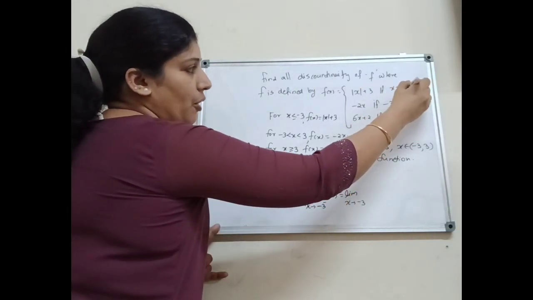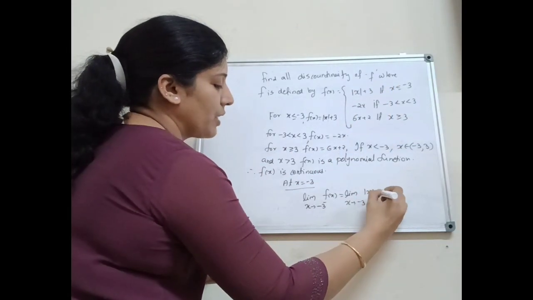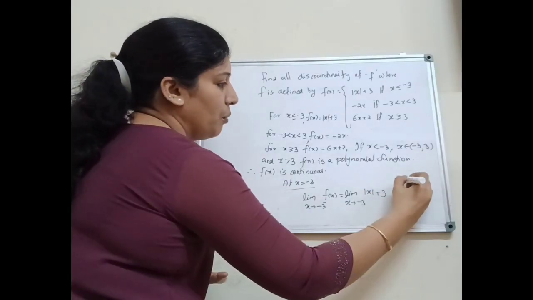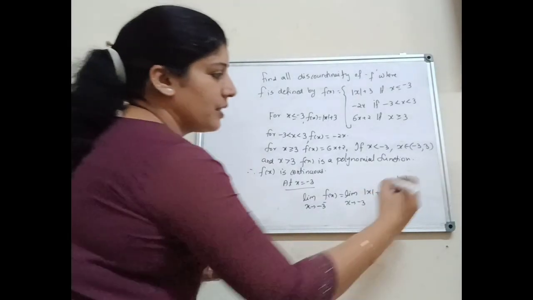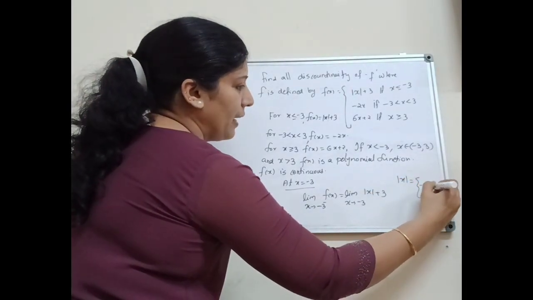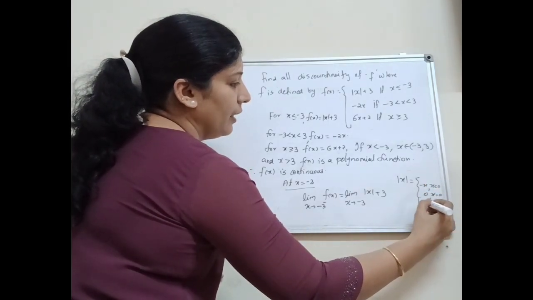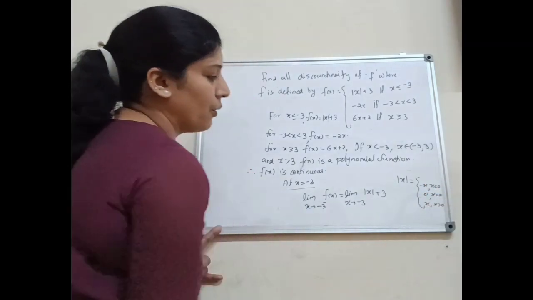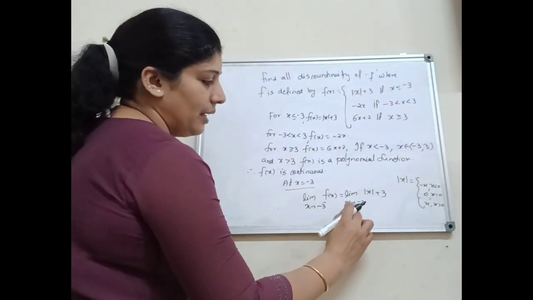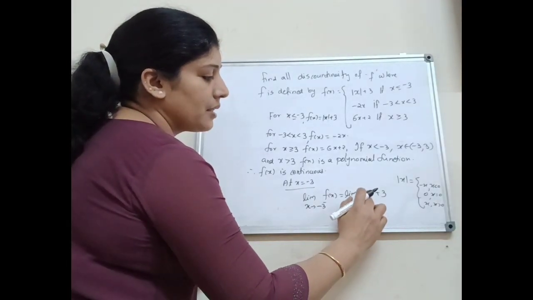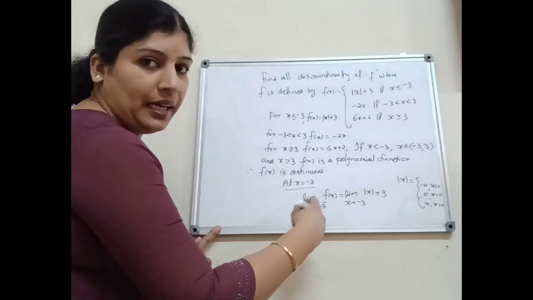If x is less than or equal to minus 3, what is the function? The function is mod x plus 3. We know the modulus function can be defined as mod x equal to minus x if x is less than 0, 0 if x equals 0, and x if x is greater than 0. In the same manner here, for x less than minus 3, mod x is minus x.